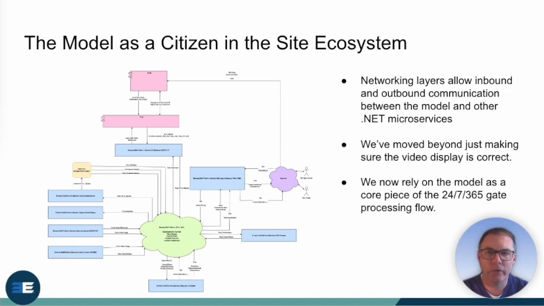I mentioned previously that the model exists inside a larger system. In this diagram, the application model, which is the little yellow box, is just one piece in a whole ecosystem of .NET microservices that run at the site. So we're now well beyond simply making sure the video display is correct. The kiosk state machine model is now a core piece of the visitor processing as well as the visitor experience. We are already envisioning new ways to grow the application model to make our visitor processing more intelligent and efficient.